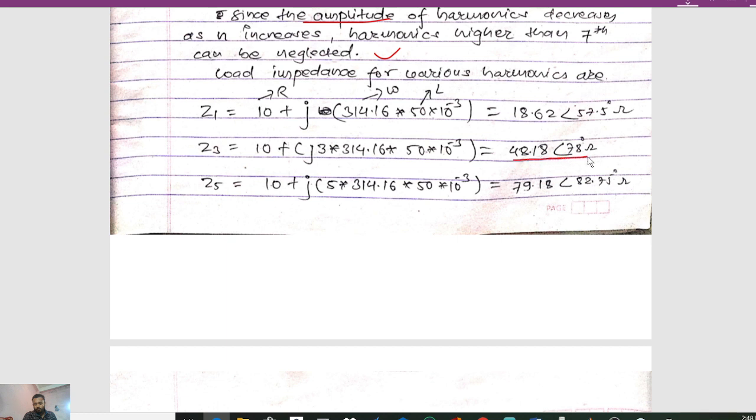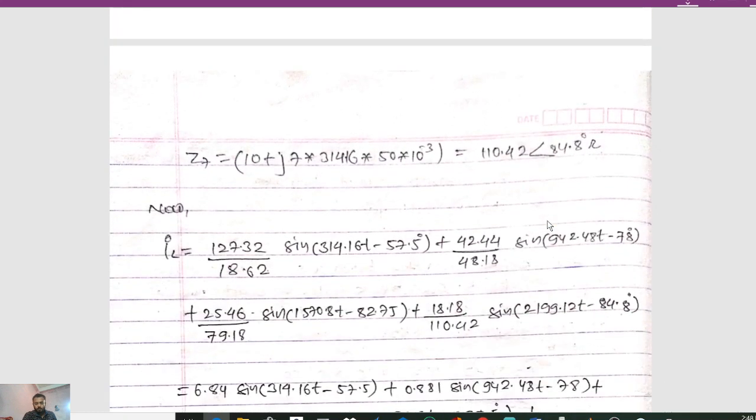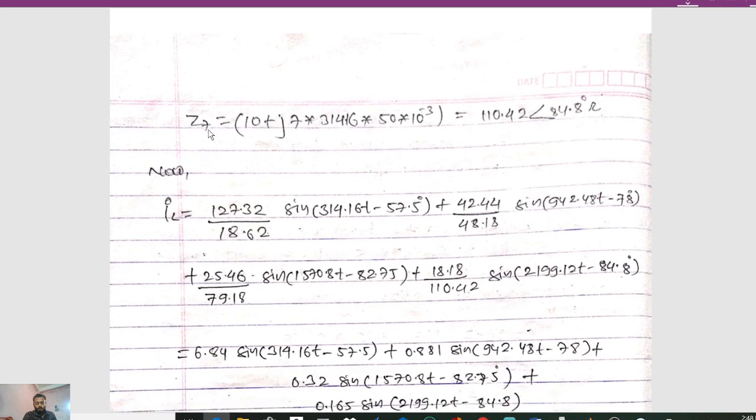Solving with a calculator, Z1 is 18.62 with an angle of 57.5 degree. Z3 is 48.18 with an angle of 78 degree. Similarly, for Z5, for n equals 5, 10 plus j 5 into 314.16 into 50 into 10 power minus 3, which is 79.18 with an angle of 82.75 degree. For Z7, it is 10 plus j 7 into 314.16 into 50 into 10 power minus 3, which is 110.42 with an angle of 84.8 degree.